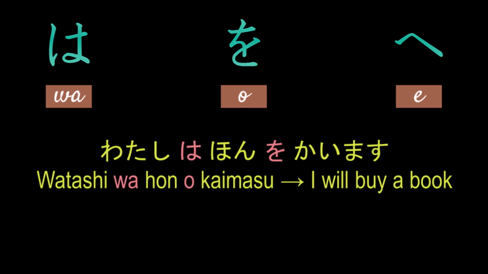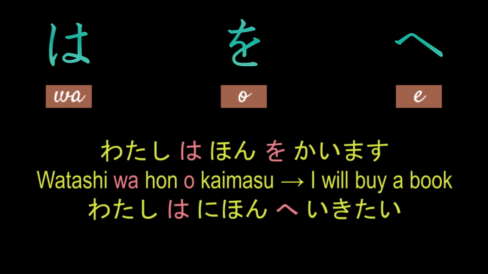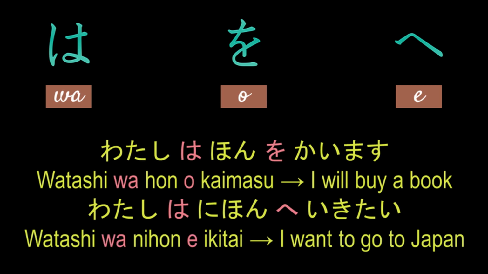Let us see one more example. Watashi means I, Nihon means Japan, and ikitai means want to go. There are two particles in this sentence, wa and e. So the sentence will be read as Watashi wa Nihon e ikitai, which means I want to go to Japan.